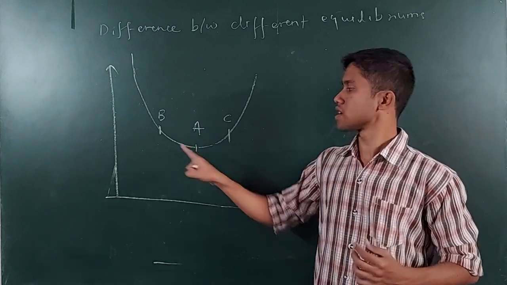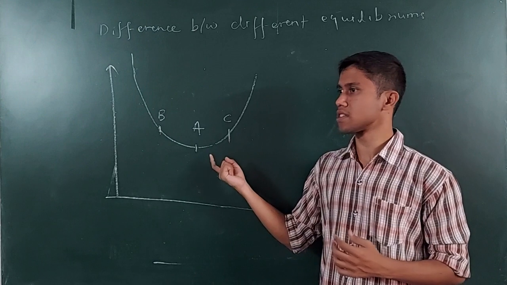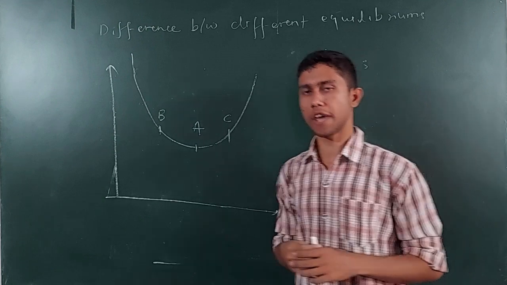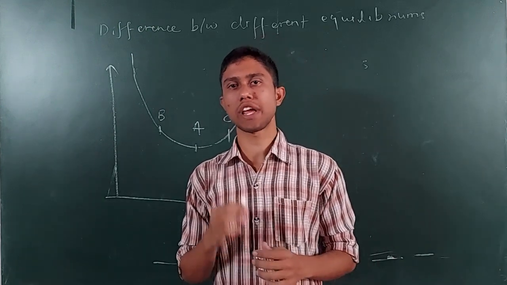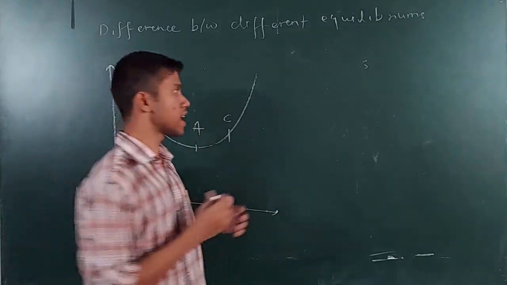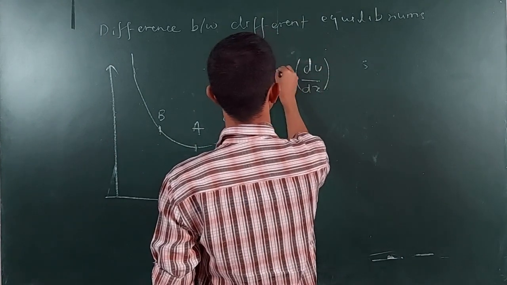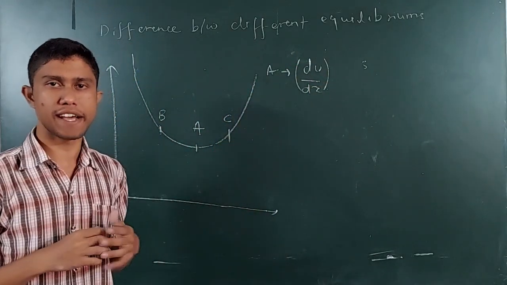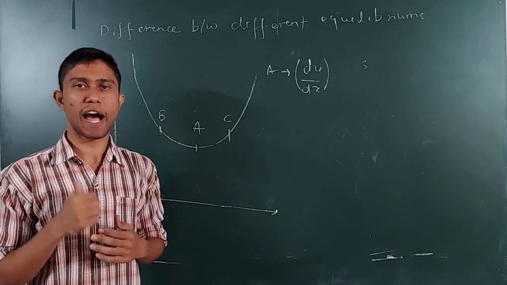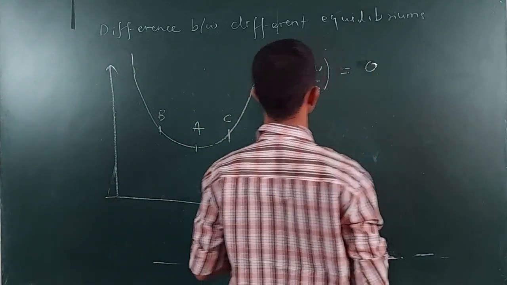Now I will draw a second point B, which is before the equilibrium point, and a third point C after the equilibrium point. So in short, I have drawn 3 points. Now I will find out du by dx for each and every point. So what is du by dx for A? Tell me. At point A, what is du by dx? You know, A is the point of stable equilibrium, and at equilibrium I know du by dx is 0. So I will write du by dx is 0.